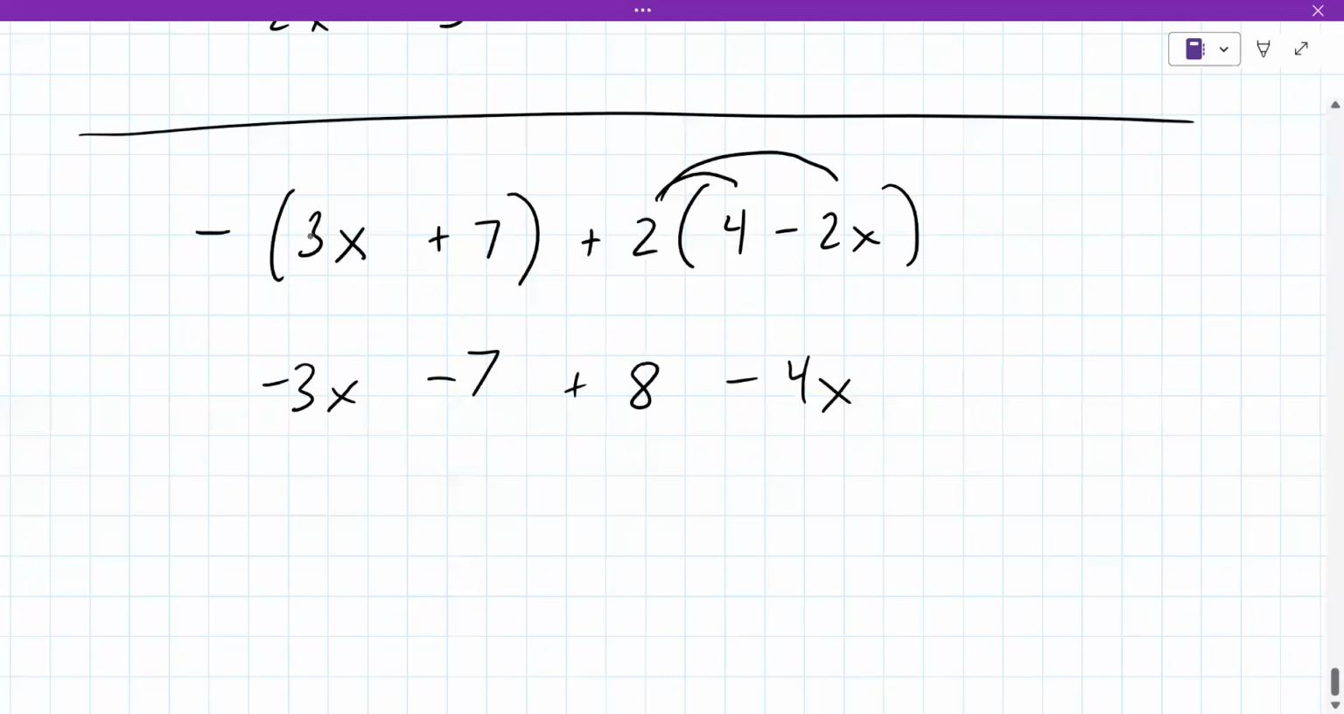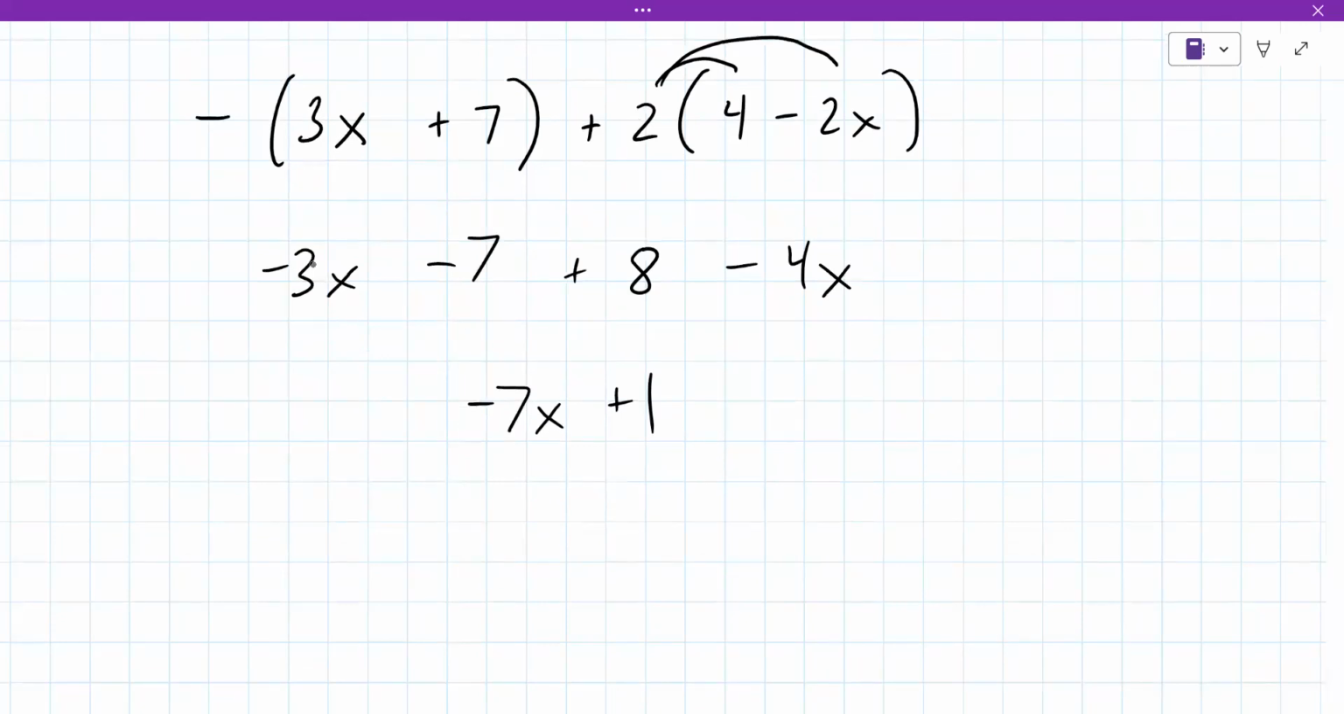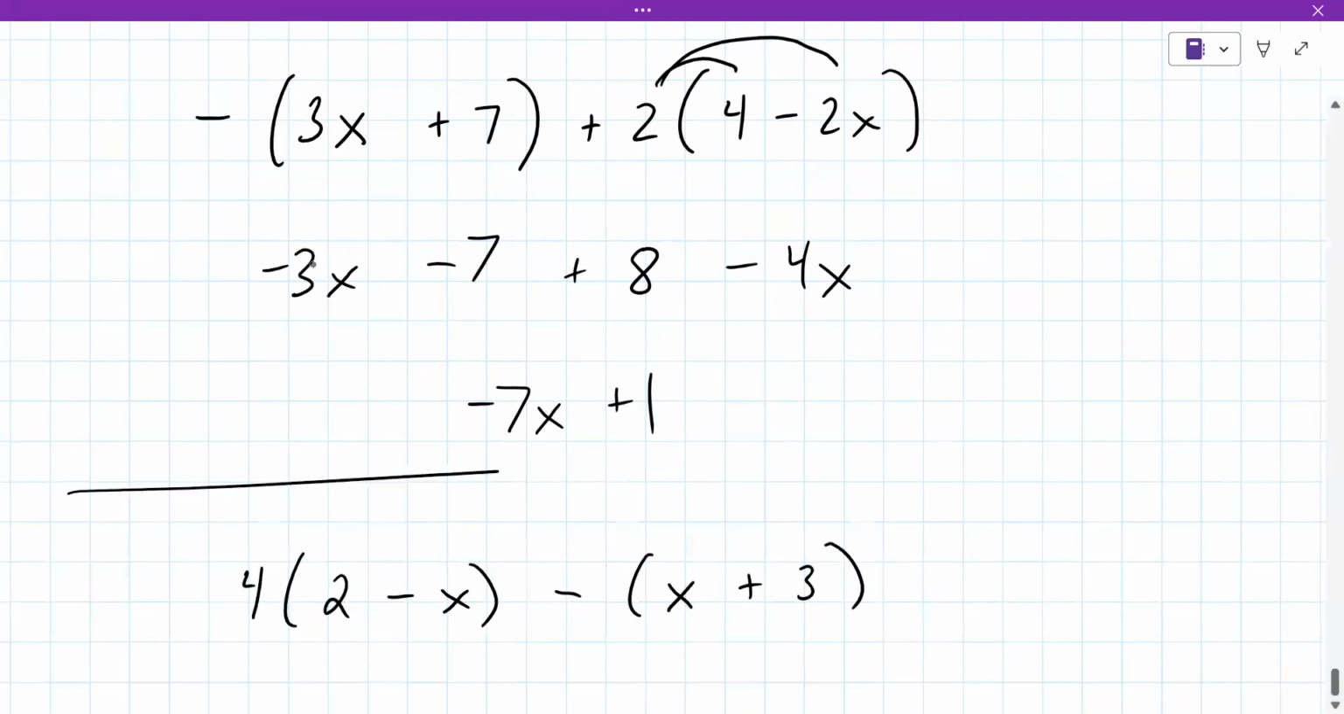Could you combine like terms? Yeah. Negative 7x. Anything else? And 1. Plus 1. Good. Yeah, really good. All right, let's have you try one a little bit more difficult here. Let's go 4 times 2 minus x minus x plus 3. There's a new one for you to try there at the bottom, please. Okay.